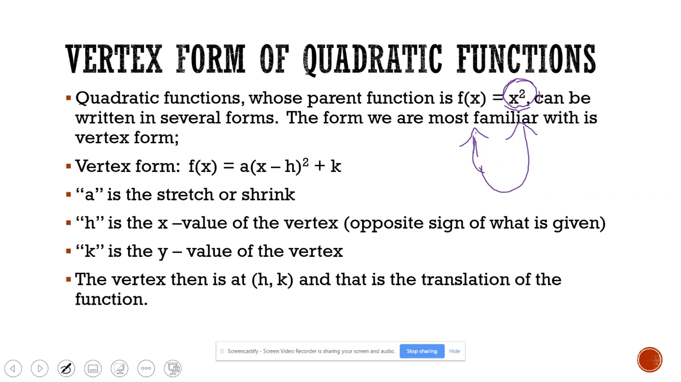Vertex form of these functions is a(x minus h) squared plus k. A is a stretch or a shrink. H is the x value of the vertex, opposite of whatever sign is given, and k is the y value of the vertex. So when we graph those, (h, k) is the vertex, and the vertex is down here.